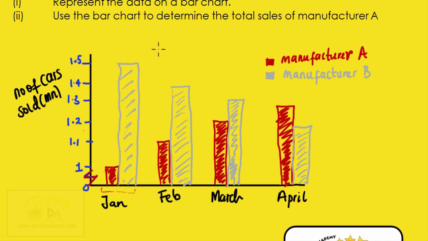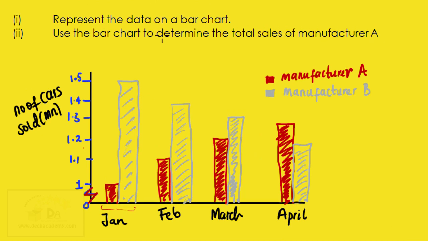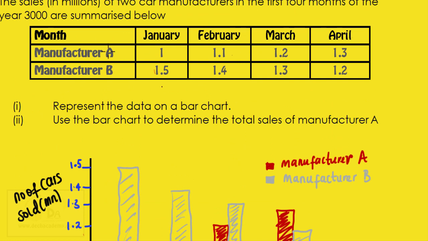So that's really easy. The next thing is to use the bar chart to determine the total sales of manufacturer A. For the first 4 months, you can see that manufacturer A sold 1 million in January, 1.1 in February, 1.3 in April, 1.2 in March. If you wanted to determine the total sales of manufacturer A for the first 4 months, all you have to do is add up all these numbers. 1 plus 1.1 is 2.1, 2.1 plus 1.2 is 3.3, and 3.3 plus 1.3 is 4.6.